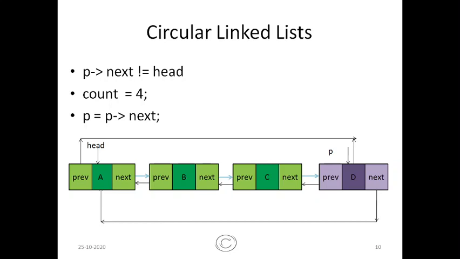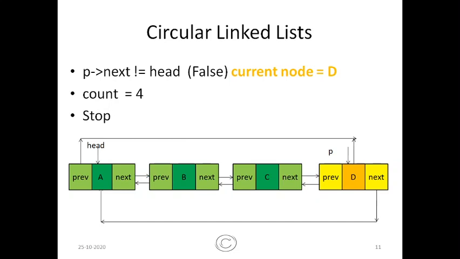Here we check p next is not head, and then we try to jump to the next address. When we check at D, p next is equal to head, so the condition is false, the while loop breaks here, and we stop. The current node is D, count is equal to 4. Executing this program, the count value is 4, so this returns the number of nodes in the circular linked list, which is 4.